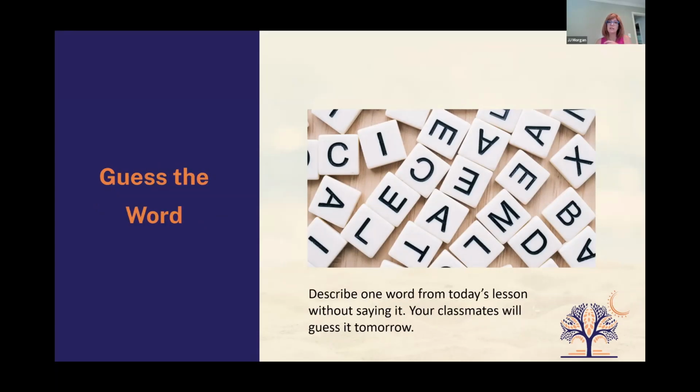Describe one word from today's lesson without saying it. So this is teaching circumlocution, right? Your classmates will guess it tomorrow. They have to describe the word in writing, turn it in, and then you choose some and read the content. And yes, Martha, Voces has a lot of really nice exit tickets built in.